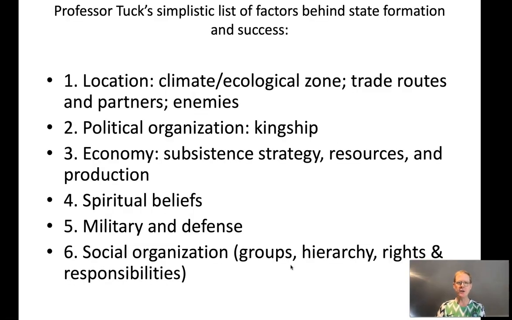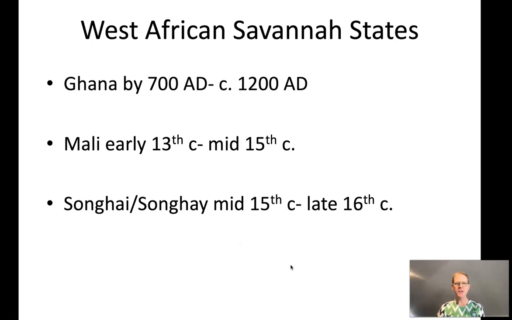And of course, to do that in part is to look back at that list that I've given you before of factors behind state formation and success. And if you turn that around, also why they fail. Location, climate, ecological zones, trade routes, partners, those are all things we're going to talk about today. Political organization, spiritual beliefs, economy. Yeah, so those are all things. But in particular, I'm going to look at the three savanna states in West Africa and the reasons why we see their rise and fall over a period of time. All right? Okay. So these are the states we're looking at.